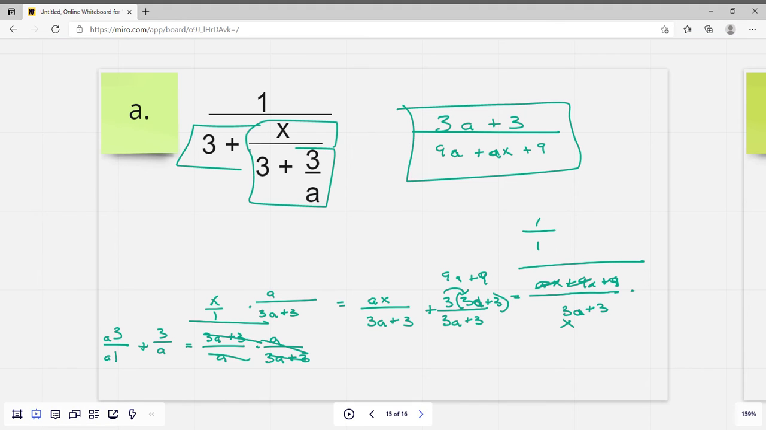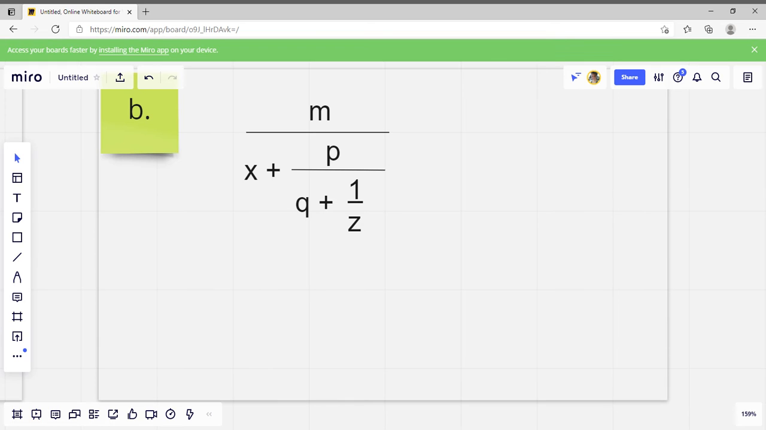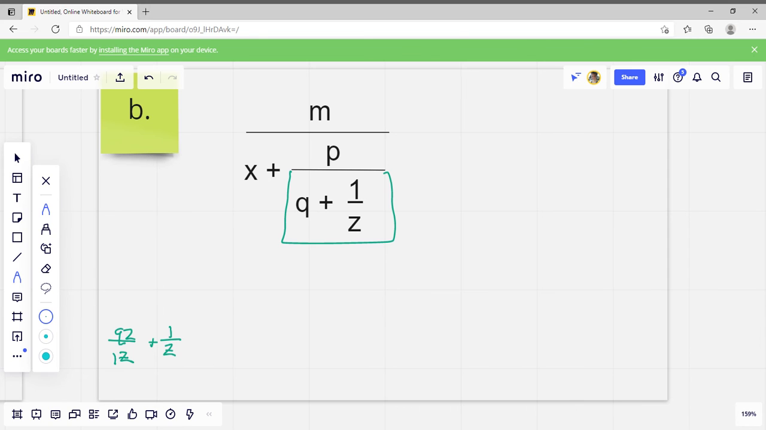Alright, let's try to do B. Alright, so first thing we're going to do is this part. Okay, so I've got Q over 1 plus 1 over Z. Now, so I'm going to have to multiply this side times Z over Z. Now we have a common denominator. So I've got QZ plus 1 over Z.